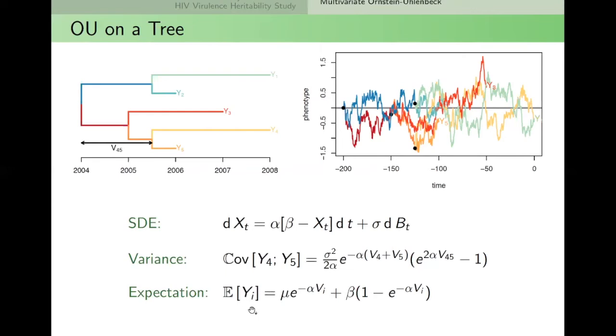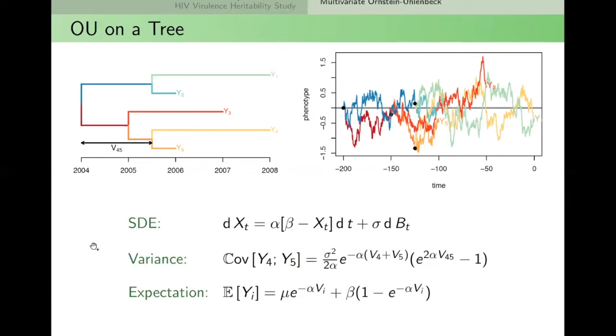And if you look at the expectation, basically you have some kind of actualization term because you're going from where you started to the optimum. So if you leave enough time, you're going to be close to the optimum. And if you start early, then you're going to be close to the ancestral value.